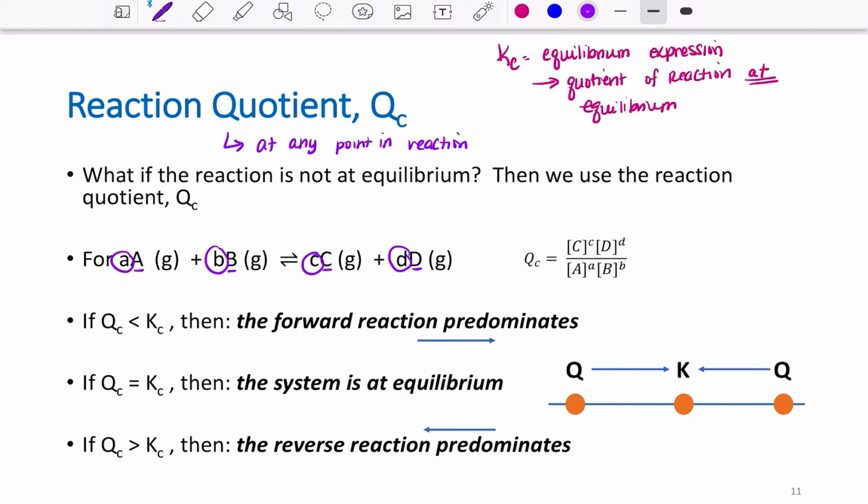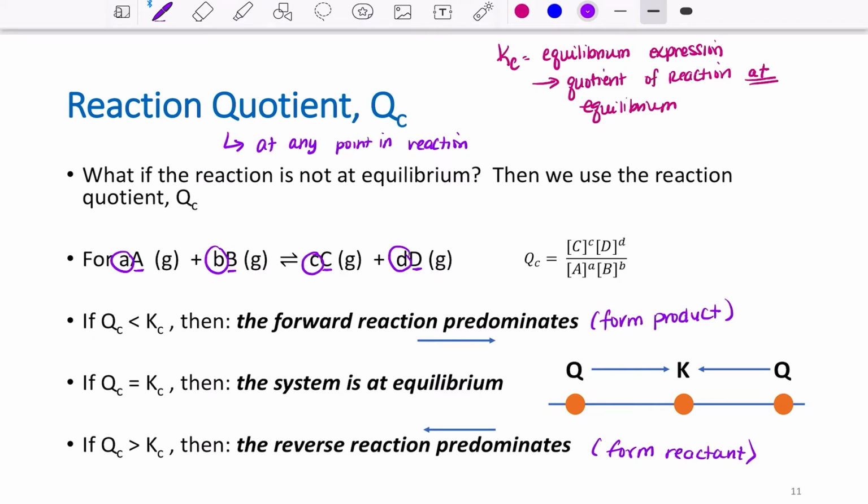If QC is less than Kc, the reaction will proceed in the forward direction, meaning forming more product. If QC is greater than Kc, the reaction will proceed in the reverse direction, meaning forming more reactant. Reactant in the sense of the way the reaction is written. If QC equals Kc, the system's at equilibrium.